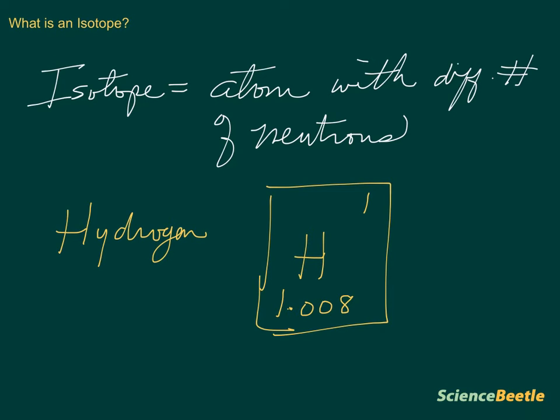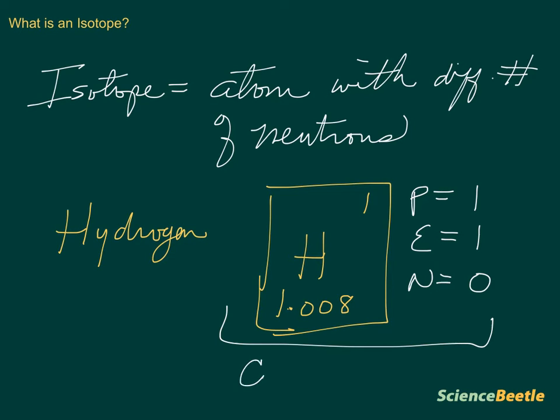And so from here we can generate the PEN count. We know that the PEN count is equal to 1 and 1 for the proton and electron, and then if we deal with the neutrons, it's going to be 1 minus 1, which is equal to 0. So we usually use this information as a way to identify it. And this is the most common form of hydrogen.